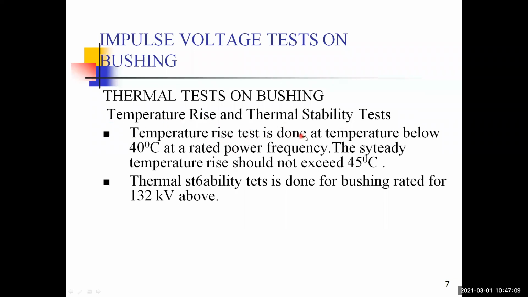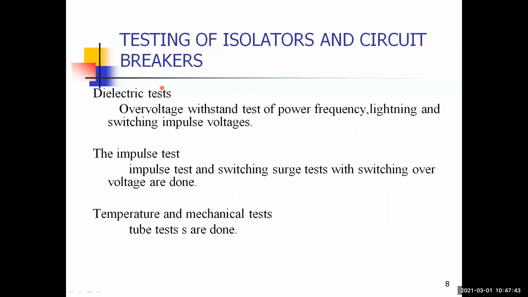Temperature rise test is done at a temperature below 40 degrees Celsius at rated power frequency. The temperature rise should not exceed 45 degrees. In this way, you have to check the temperature, the thermal test on bushings. Thermal stability test is done for bushings rated for 132 kV. Generally, the thermal stability test is done for transformer bushings at a rated voltage of 132 kV and above. Next, dielectric test and then impulse test, and then testing of isolators and circuit breakers.